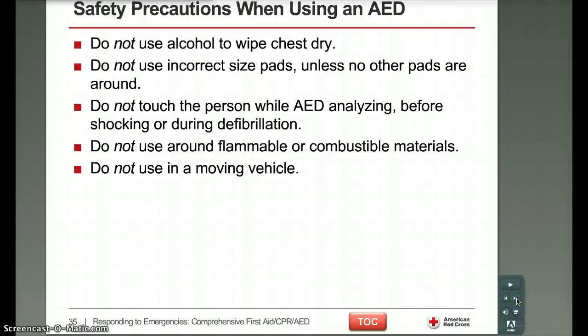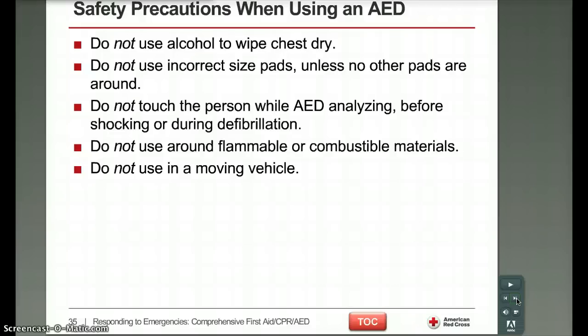Do not use incorrect size pads unless no other pads are around, which means don't use a child or infant pad on an adult, and don't use an adult pad on a child or an infant. Do not touch the person while the AED is analyzing, before shocking, or during defibrillation. If we are touching a victim while the AED is analyzing, our electrical activity could be misread by the AED as if there's actually a pulse when there isn't. And if we're shocking the victim and we or another responder is touching the victim, we could become shocked, and it could take a normal heart rhythm and put it into an abnormal rhythm.